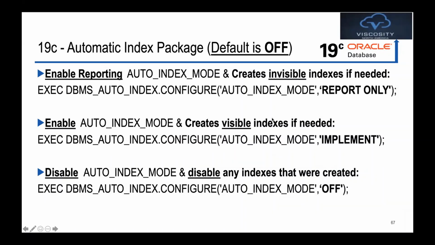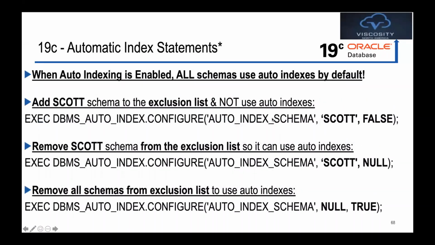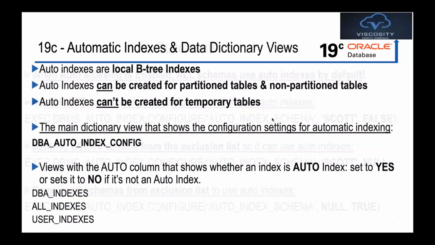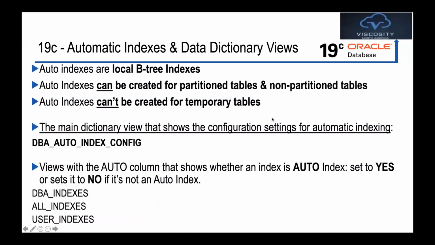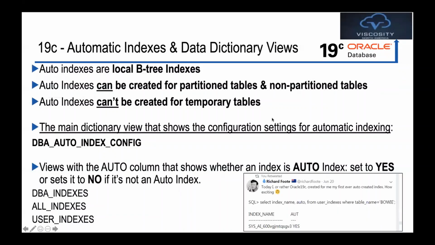And these are just some of the commands. If I want to implement this, I use the word implement when I use that automatic index package. The default is off, so it's disabling it. But report only is nice because it'll create invisible indexes and I can see how it's doing. I also could do it for specific schemas as well. They're B-tree indexes. I can create it for partition tables and non-partition tables, but can't for temporary tables.